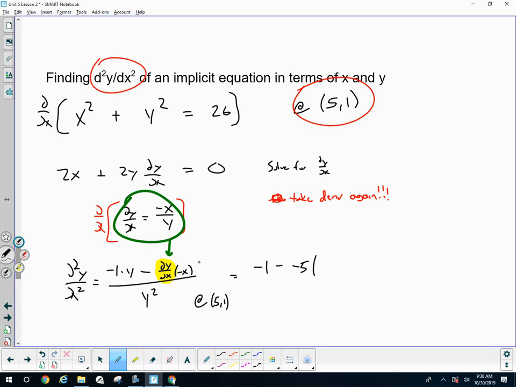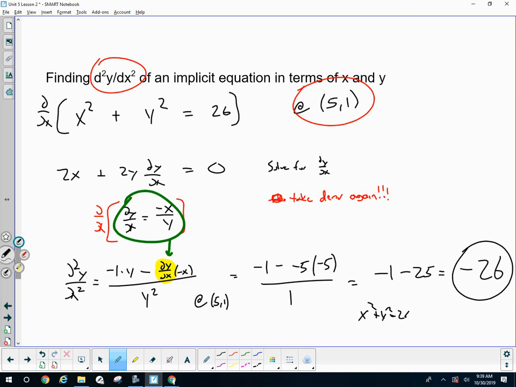Here, the x turns into negative 5 as well. The y squared would be 1. So this is negative 1 minus 25, which is negative 26. That's not a slope, it's a second derivative. What does this tell me? Well, it's the rate of change of my first derivative, so it kind of tells me the acceleration, but we remember that the sign of the second derivative is the concavity. So x squared plus y squared equals 26 we would say is concave down at 5, 1.